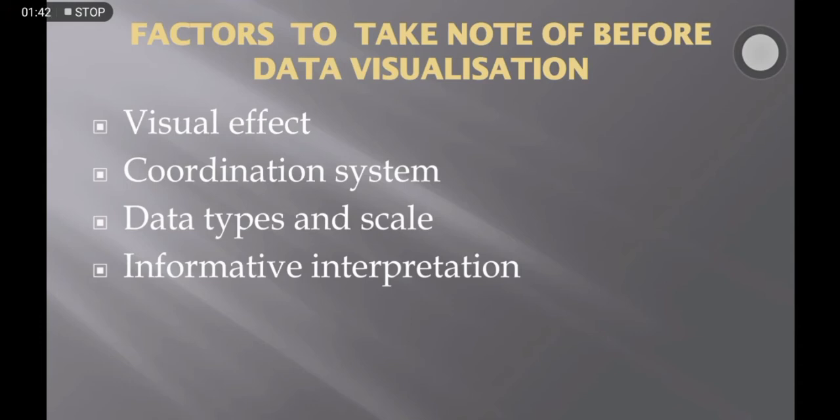We also have the factors to take note of before data visualization. First of all, we look at the visual effect, which is how the data is going to be presented, right? And then the coordination system. The coordination system comes into place when we are talking about a certain type of data which is supposed to be presented in certain types of data visualization or other techniques, because some data is best presented in a specific technique. And then there are data types and scale. And then we have informative interception.